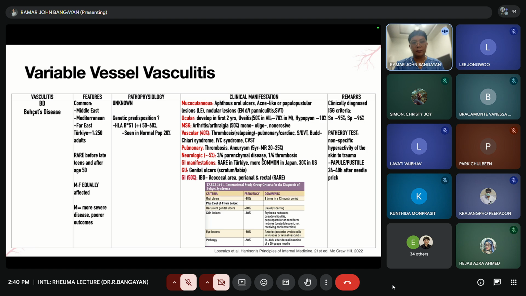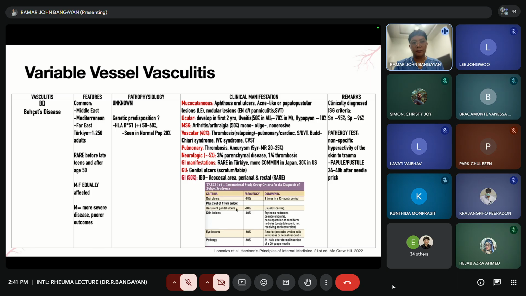It can cause ischemia. That's why it's very important to check other symptoms. That's why you have your classification criteria, which is specified in your textbook. Oral ulcers should be present in a 12-month period. It should be recurrent, at least 3 times. And plus 2 out of 4 in these domains.